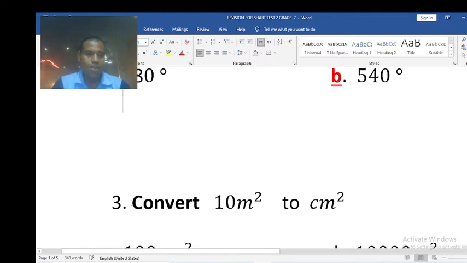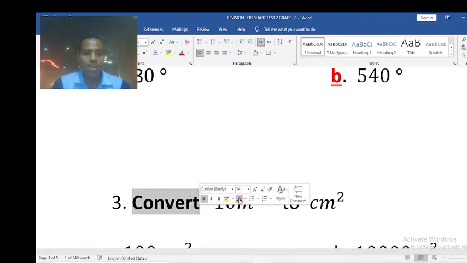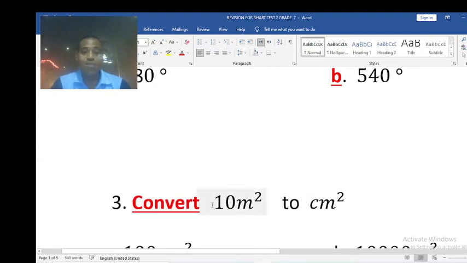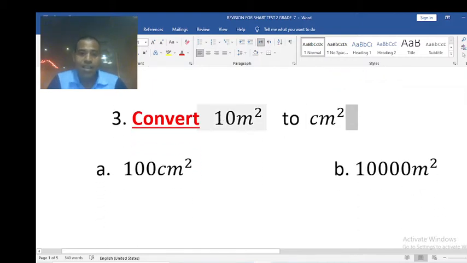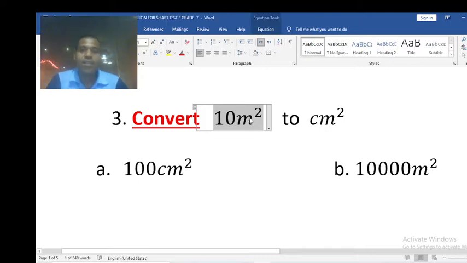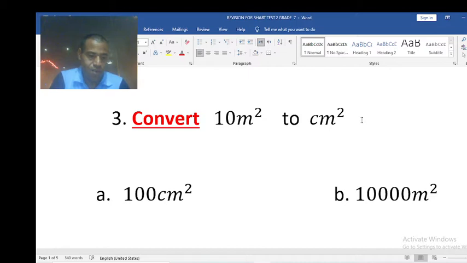Question number 3. The keyword here is convert, which means change. So convert 10 meters square to centimeters square. First of all, I will just copy all of this because I'm going to use that.